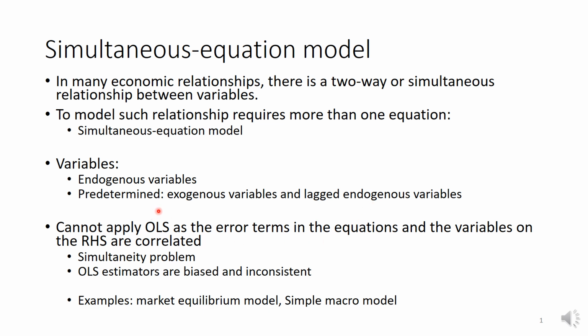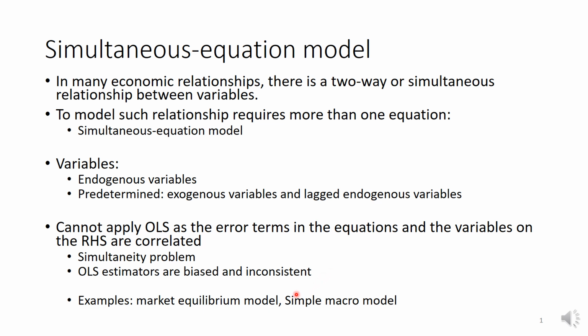When we are dealing with a simultaneous equation model, we cannot apply OLS as the method of estimation, because the error terms in the equations as well as the variables on the right hand side are correlated with the variable on the left hand side. Here we say that we have a problem of simultaneity. If we insist on using the OLS method of estimation, the OLS estimators will be biased and inconsistent. Therefore, the estimated values will not be good estimated values.